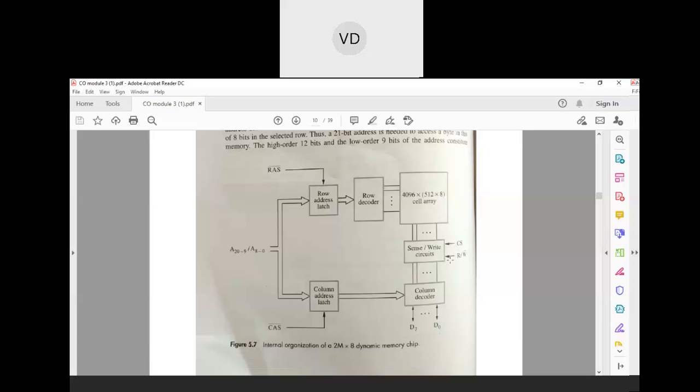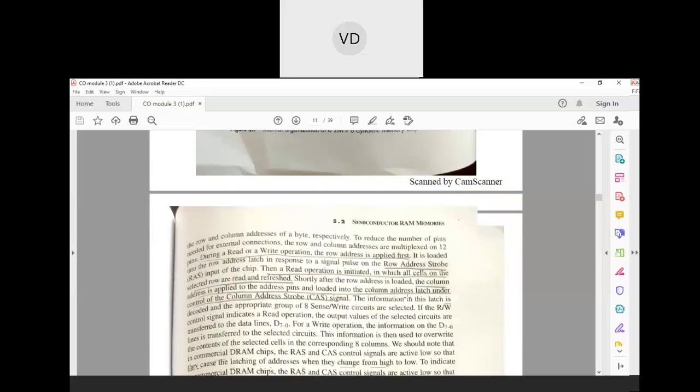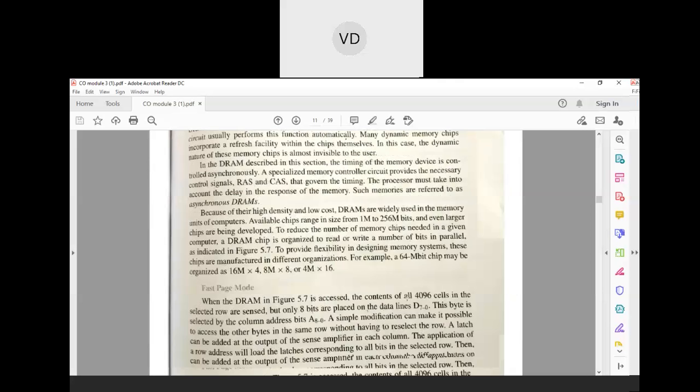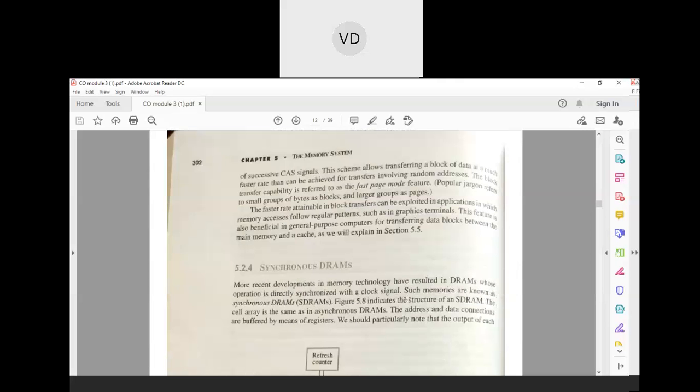When we are going to do the reading operation, whatever data is to be read will be transferred on the output data signals D0 to D7. If you want to write the data, first we give the input to D0 to D7. That data is then taken by the row address and column address, and written into the address mentioned in this row and column address. This is what we have seen in the asynchronous dynamic RAMs. So today we are going to study about the synchronous dynamic RAMs.